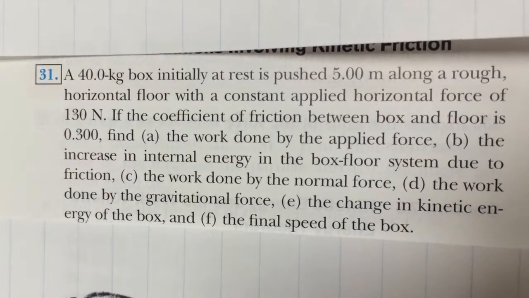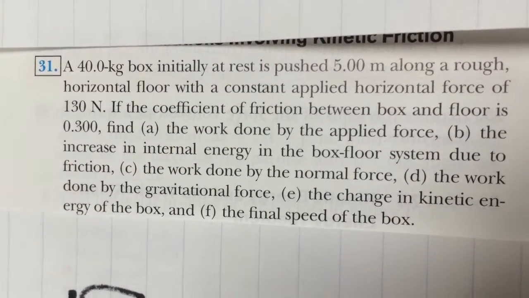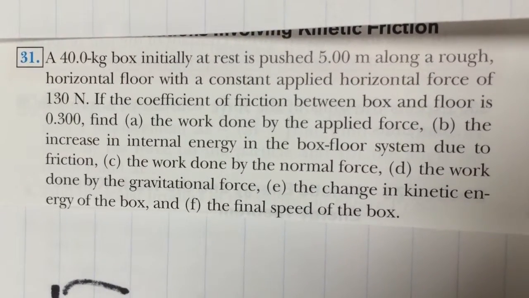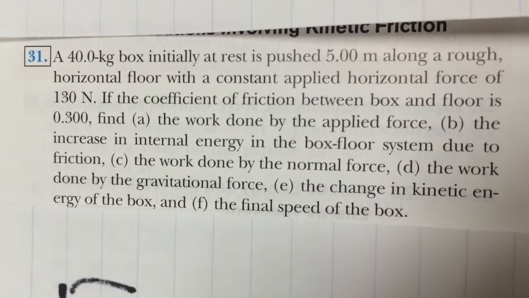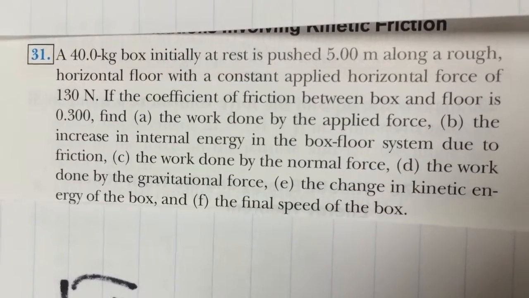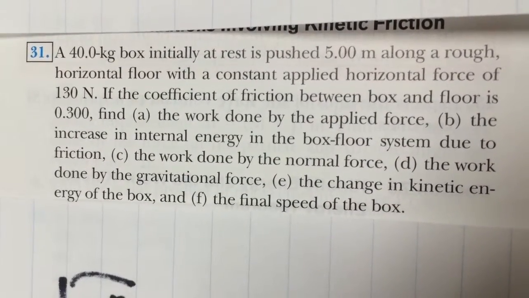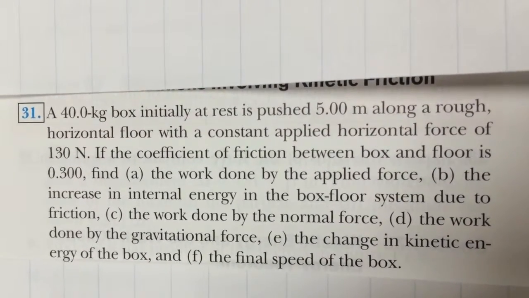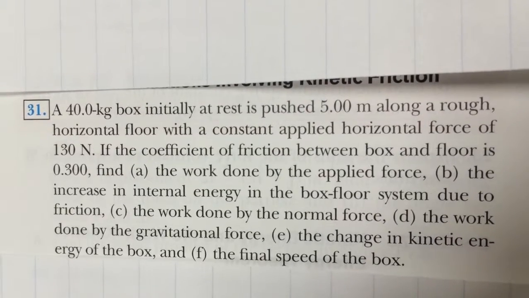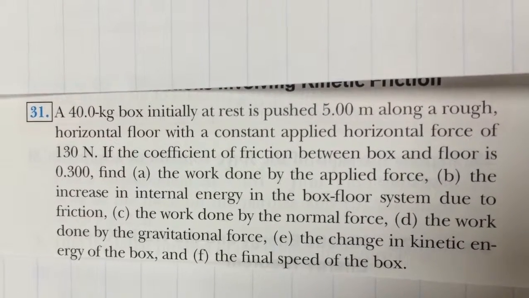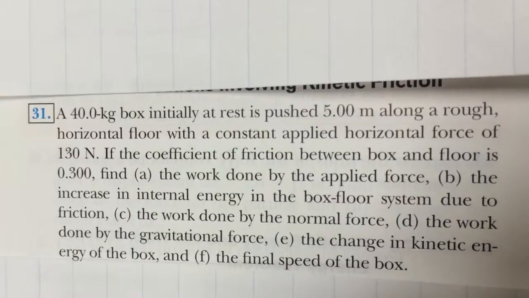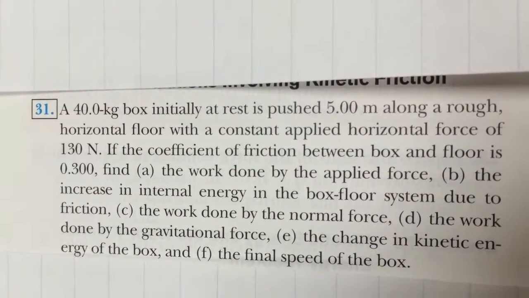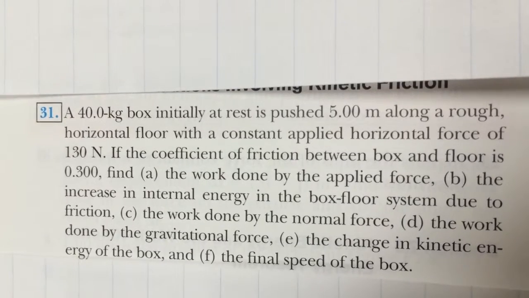Number 31. A 40-kilogram box initially at rest is pushed 5 meters along a rough horizontal floor with a constant applied horizontal force of 130 newtons. If the coefficient of friction between box and floor is 0.300, find A, the work done by the applied force, B, the increase in internal energy in the box-floor system due to friction, C, the work done by the normal force, D, the work done by the gravitational force, E, the change in kinetic energy of the box, and F, the final speed of the box.